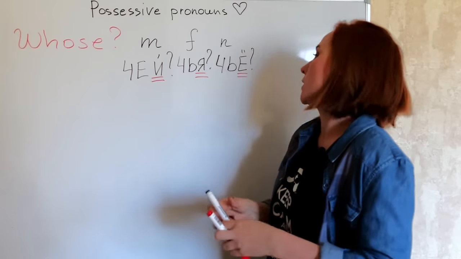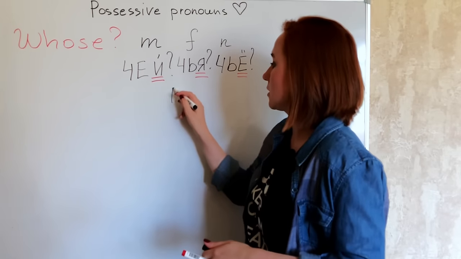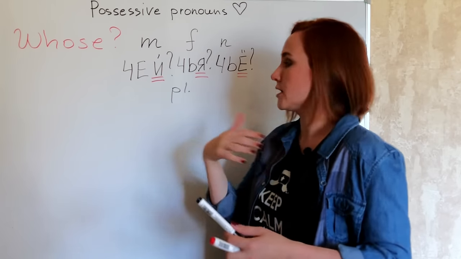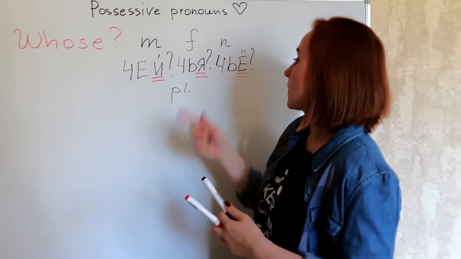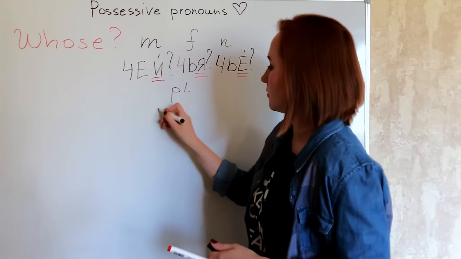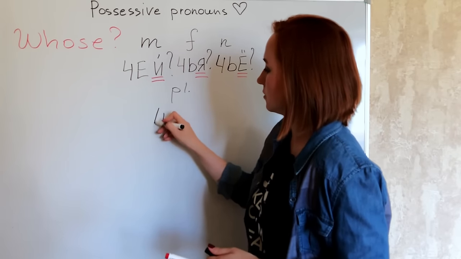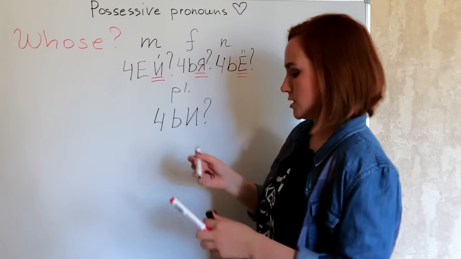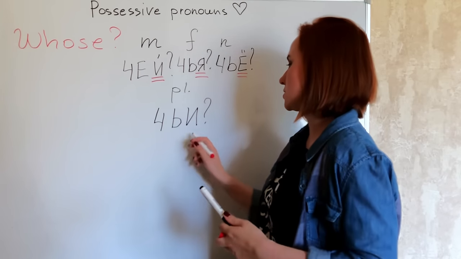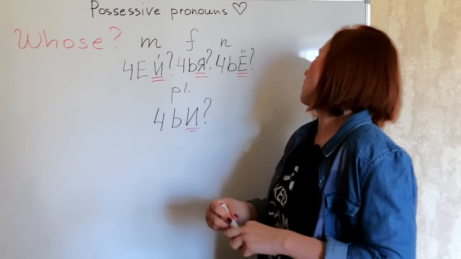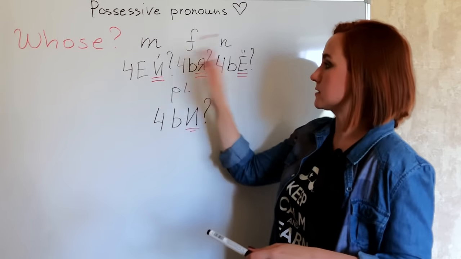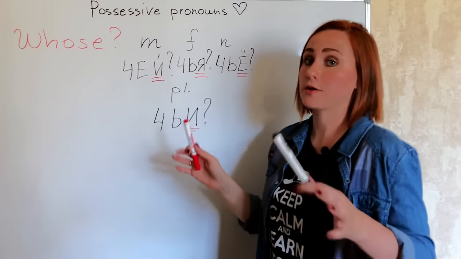And actually, we already started to speak about plural form, like они, they, мы, we. So we have a question for them. Чьи? Again, whose? So I hope you wrote it down, because now I'm going to remove it and we are going a little bit deeper.